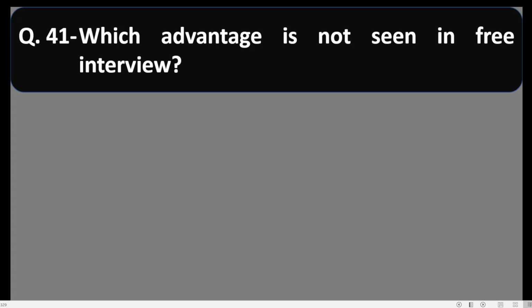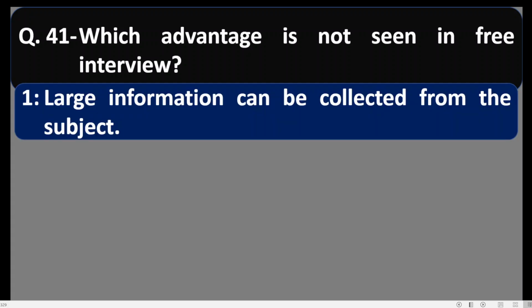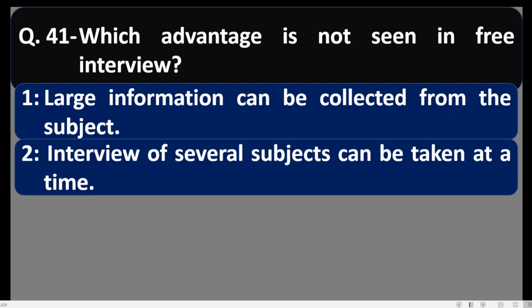Question number 41. Which advantage is not seen in free interview? Number one, large information can be collected from the subject. Free interview is there, then it is possible. Number two, interview of several subjects can be taken at a time. It is impossible that more than one subject can be interviewed at a time.